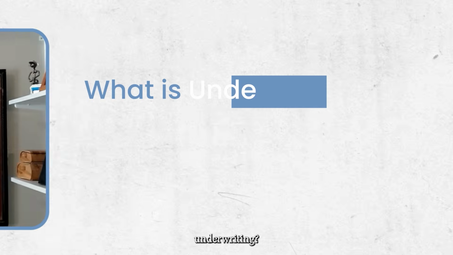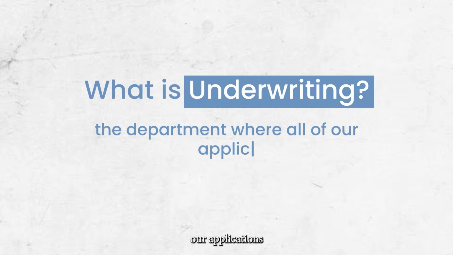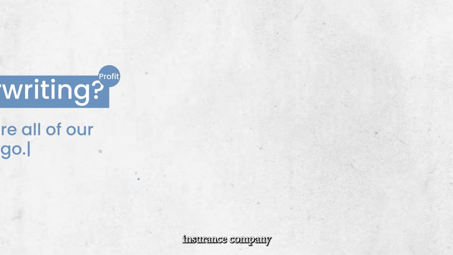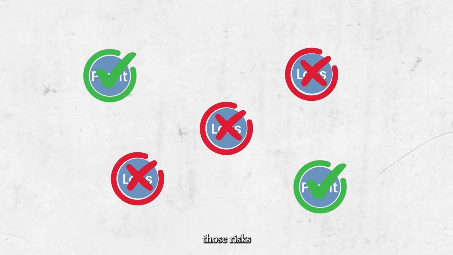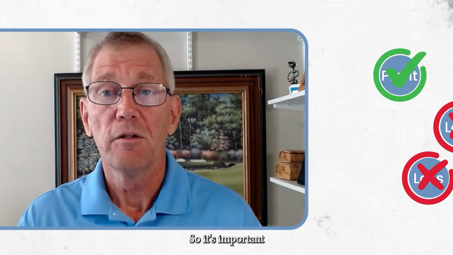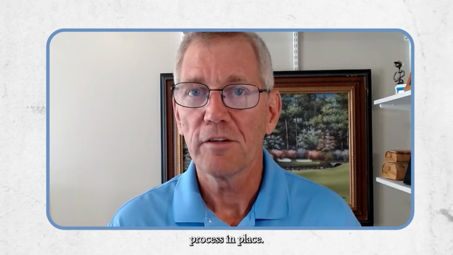Now, what is underwriting? Underwriting is the department where all of our applications go. Underwriting is the practice of the insurance company selecting risks that are going to produce a profit and rejecting those risks that will produce a loss for the insurance company. So it's important that they have a good underwriting process in place.